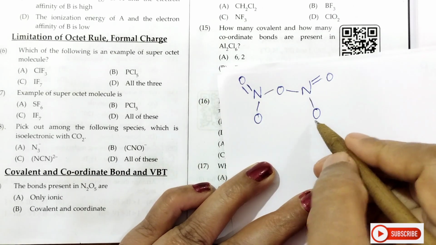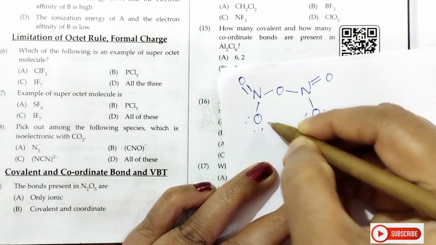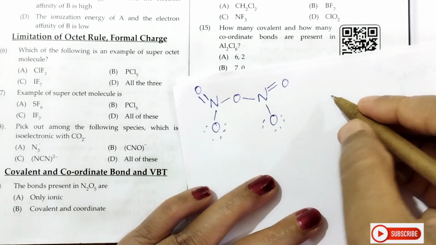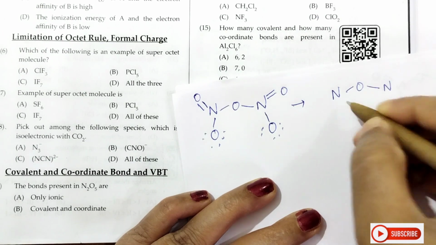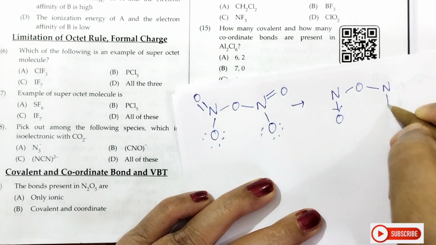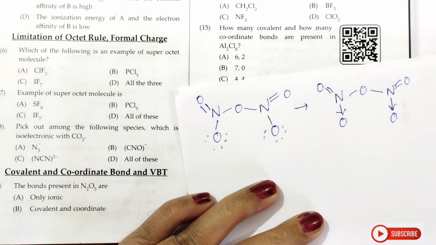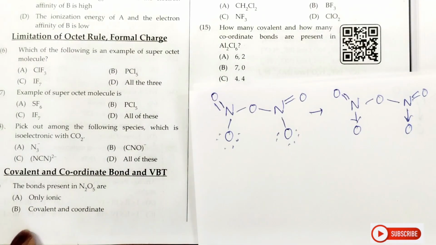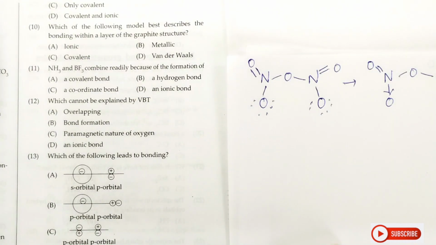If you see this oxygen, there are three lone pairs on each of the two oxygens in this way, and therefore there is a possibility that nitrogen forms a coordinate bond also with this oxygen in this way. Therefore, students, what you see here are covalent and coordinate bonds. So the answer here is the second option. Let's see the next question.